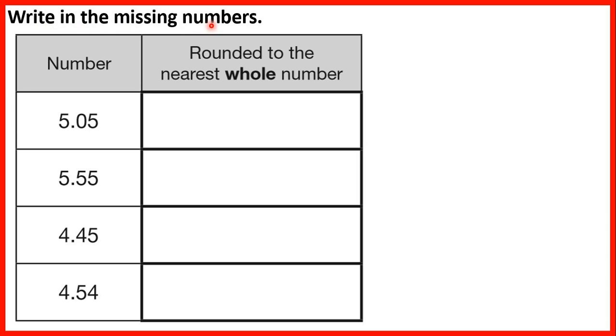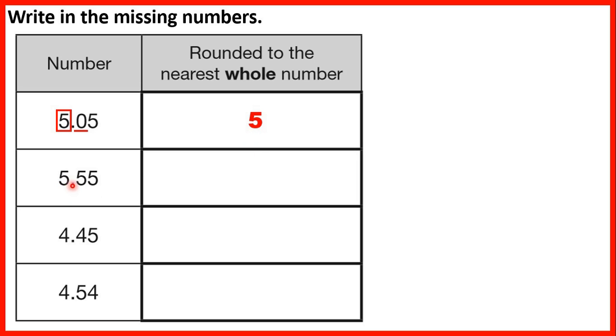Write in the missing numbers. So we need to round these numbers to the nearest whole number. To round decimals to the nearest whole number, we need to look at the digit before the decimal point, so at our ones digit. Then, as always with rounding, we look at the digit to the right, so look at our tenths digit. And remember, if it's 4 or less, like it is here, we round down. So that means the 5 stays the same, so 5.05 to the nearest whole number is 5.